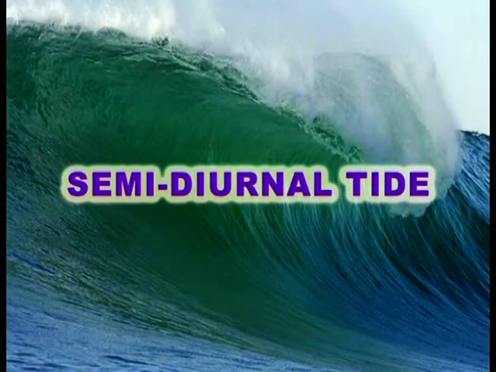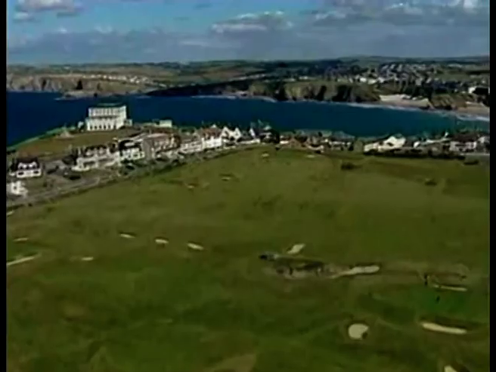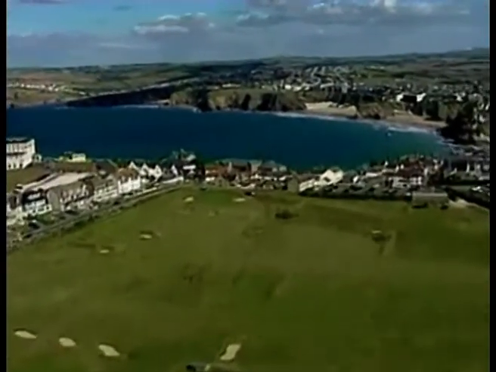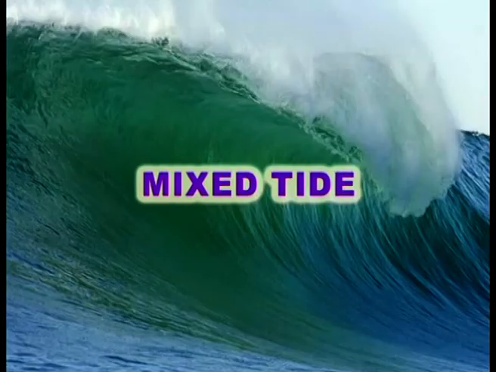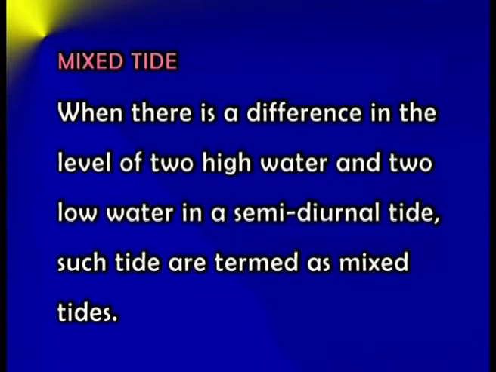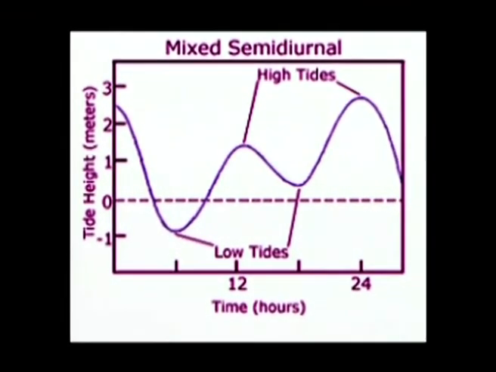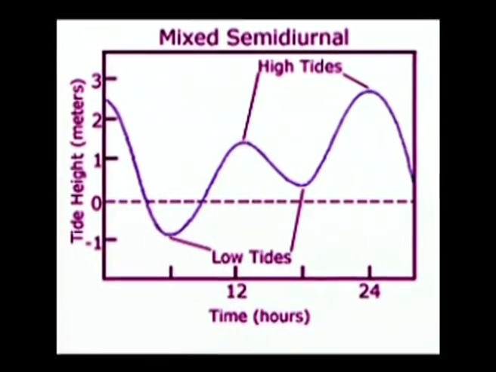Then the second type is semi-diurnal tide. In some coastal regions there is a high water, low water sequence that is repeated twice in a day. Such tides are called semi-diurnal tides. Here are the wave characters of a typical semi-diurnal tide. Then coming to the mixed tide: when there is a difference in the level of two high waters and two low waters in a semi-diurnal tide, such tides are termed mixed tides. The diagram shows the wave characteristics of a typical mixed tide.